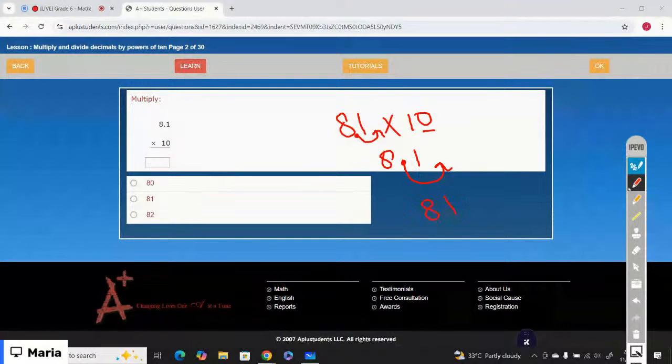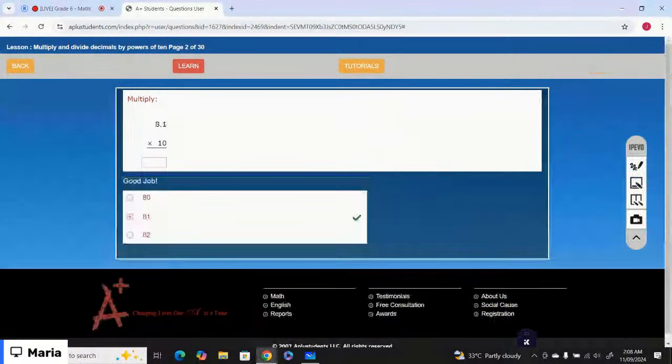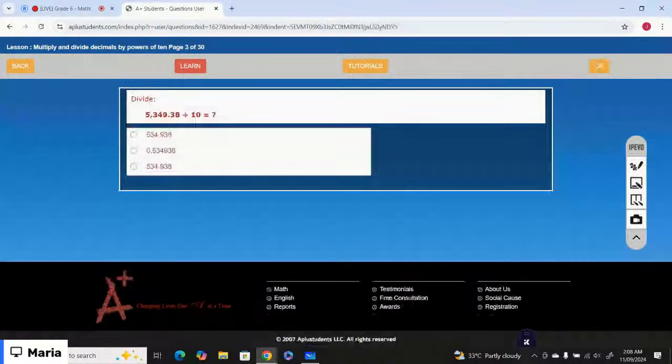Okay, so the correct one is 81, right? Let's just move on to the next example. Let's see if we have more examples for multiplying by the powers of 10, then you will understand better.